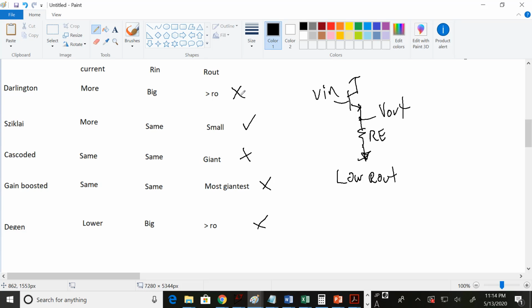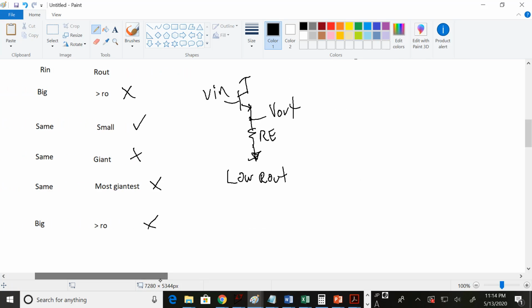So Sziklai pair is... R out. This is looking at the collector, not at the emitter. I'm sorry, this is misleading. My bad. So there's actually two you can use here. Two that have an emitter connected to. This is confusing.